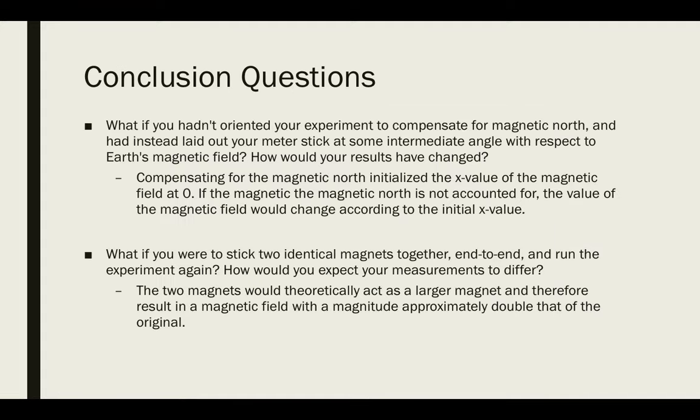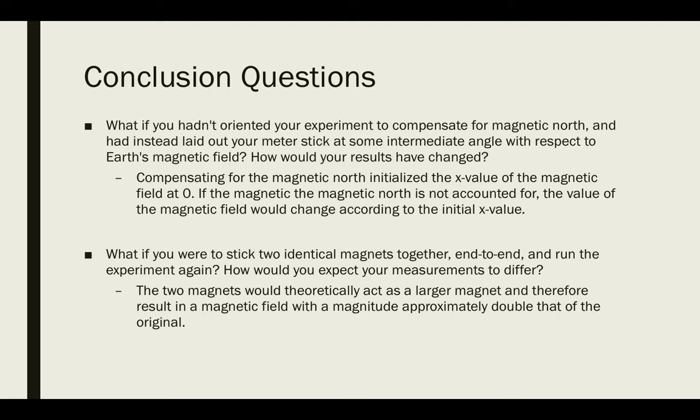So as for the conclusion questions, if I hadn't oriented my experiment to compensate for the magnetic north, and instead laid it out at some arbitrary angle, it would have changed the x values, because compensating for the magnetic north, as I mentioned earlier, initialized the x value at 0, so the magnetic field would have changed based on how the x value changed.